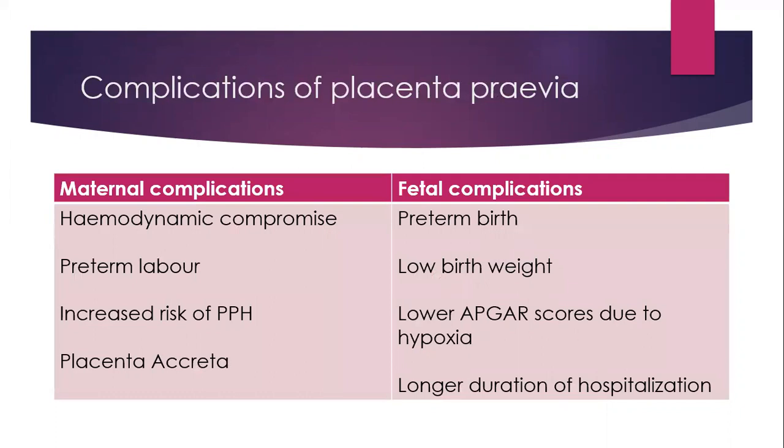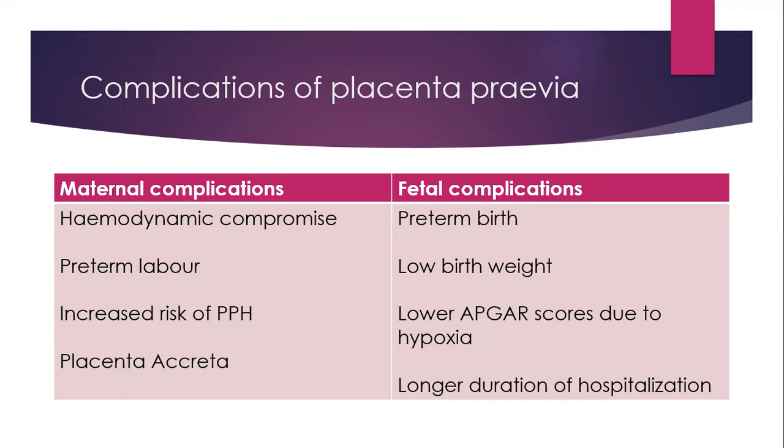So your complications that are associated with placenta previa, you can have preterm labor, which is the most common. Preterm labor is also associated with preterm birth of the baby, because they come early, they have low birth weight, they have a longer duration in hospital. This can be due to complications like low APGAR with hypoxia, or it can simply be because they are tiny. Then also on the maternal side, the patient can have hemodynamic compromise due to the bleeding. They are at increased risk of postpartum hemorrhage.